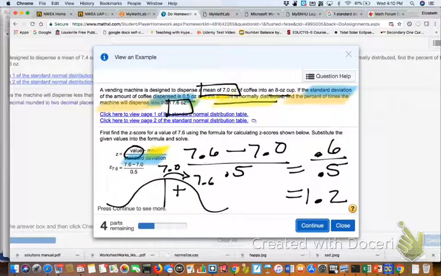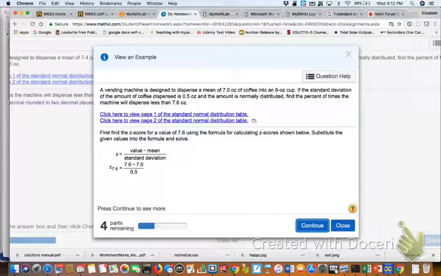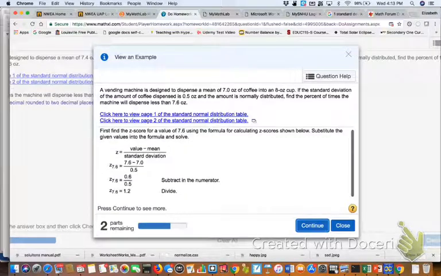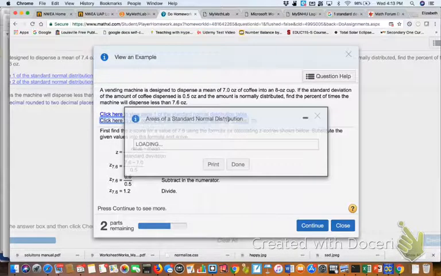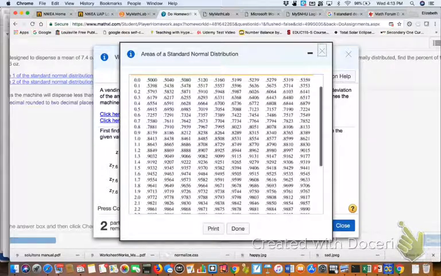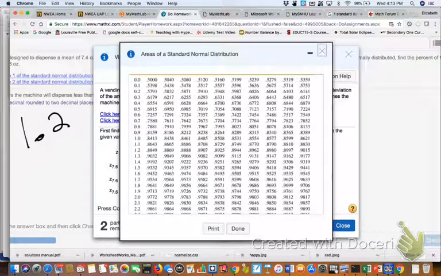I am, though, going to get my writing out of the way here. I'm going to double check the book because this example is helpful too. Hit continue. Yep, we subtracted and got the same thing, and we divided and got the same z-score. So the fact that it is 1.2 and positive means I'm going to go here to page 2 of my normal table. And again, I'm trying to find 1.2. So I'm going to go right here on the table.